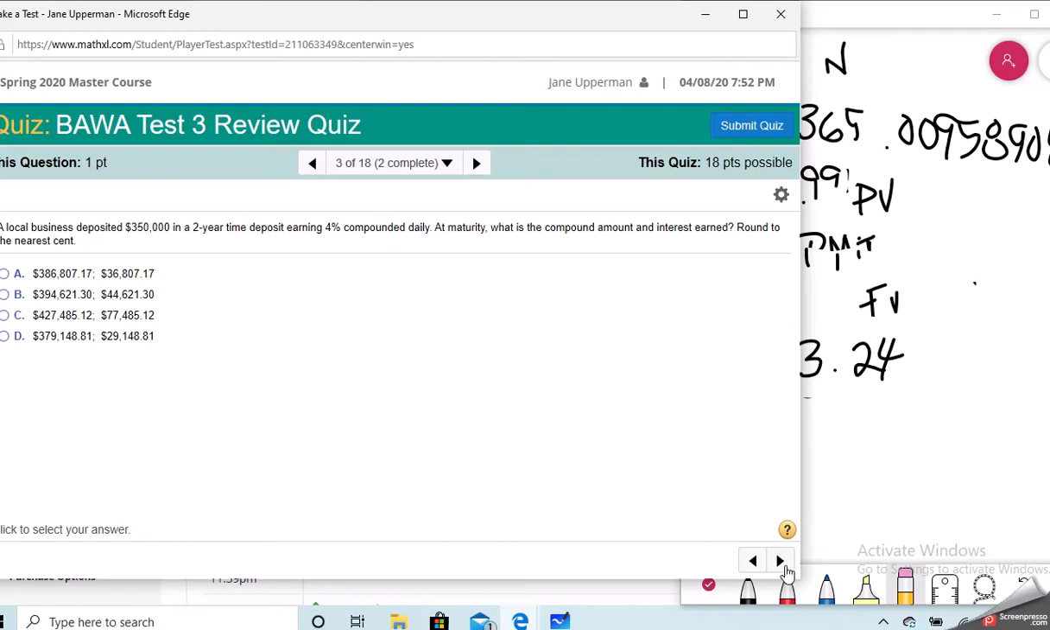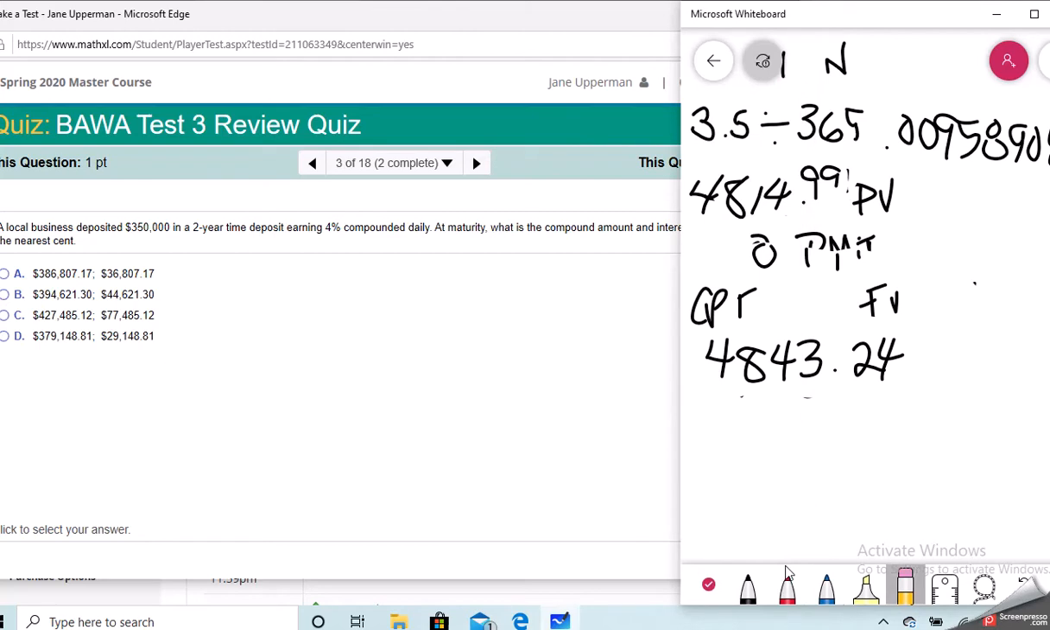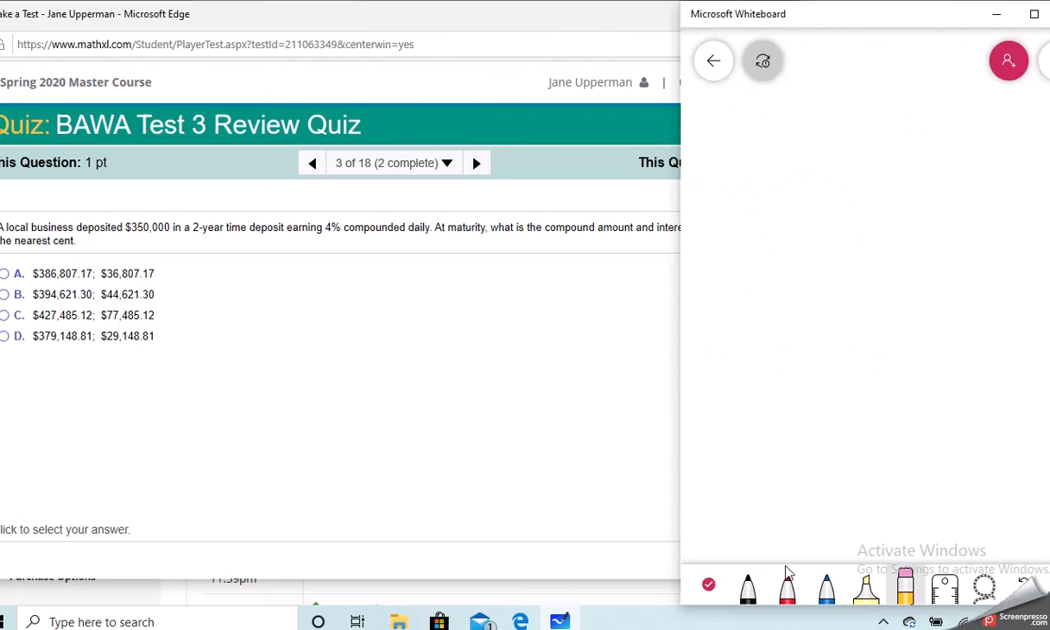A local business now deposits $350,000 in a 2-year deposit, earning 4% compounded daily. What amount will they have and how much interest will they have earned? Well, here I'll clear the canvas because I'm starting fresh. Our N is going to be 2 years times 365, so 730 days is my N.